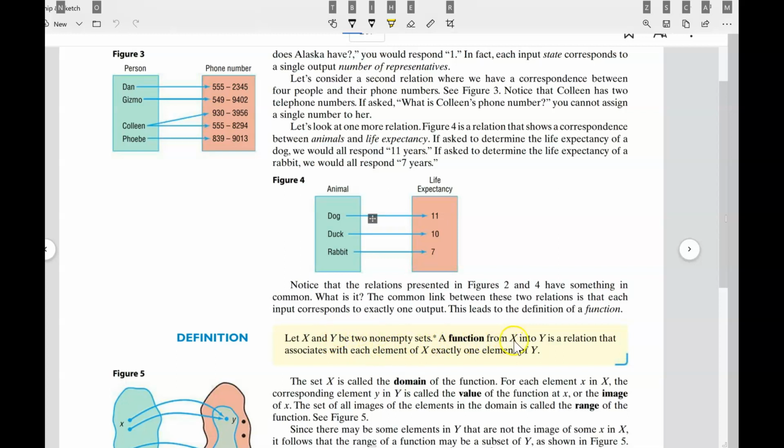A function from X into Y, where X is an input and it leads to Y being an output, is a relation that associates each element of big X, meaning each of the inputs, with exactly one element of big Y. It means exactly one output. So each input can be associated with only one output. Notice it didn't say each output can only be associated with one input. That's important to distinguish the difference there. Let me give you another way to think about it.